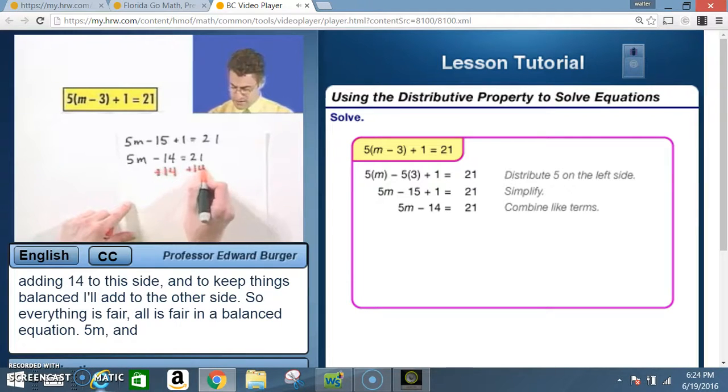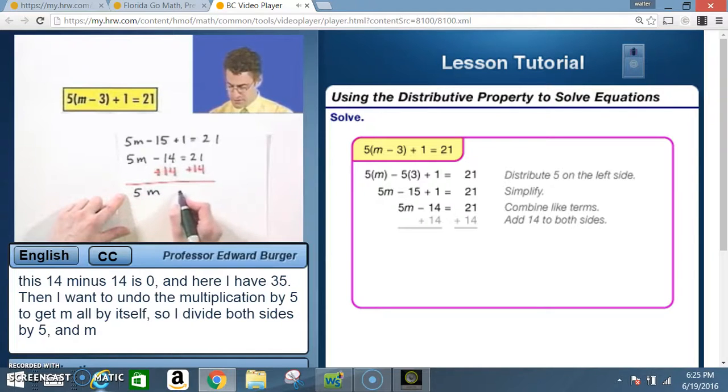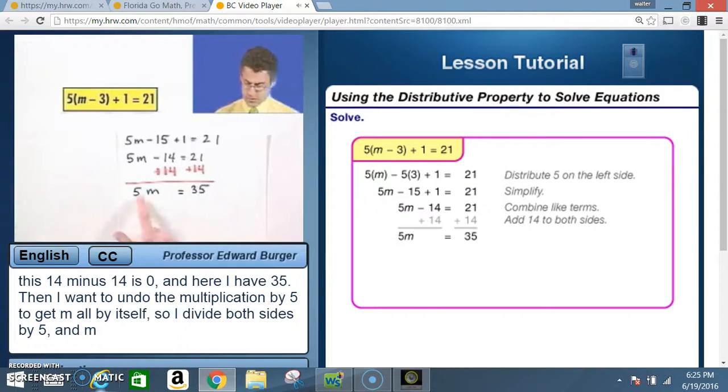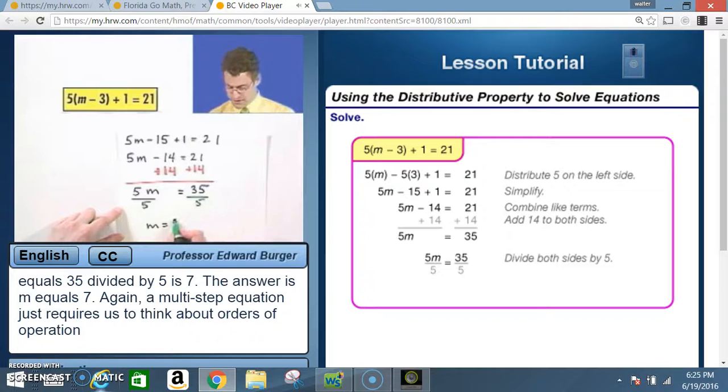And to keep things balanced, I'll add to the other side. So everything is fair. All is fair in a balanced equation. 5m, and this negative 14 plus 14 is 0. And here I have 35. And then I want to undo the multiplication by 5 to get m all by itself. So I divide both sides by 5. And so m equals 35 divided by 5 is 7. So the answer is m equals 7.